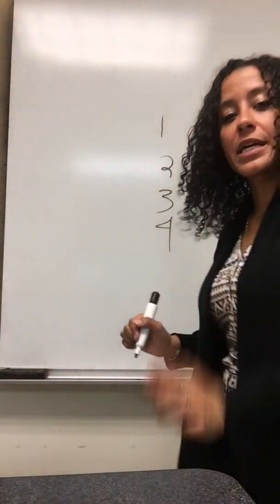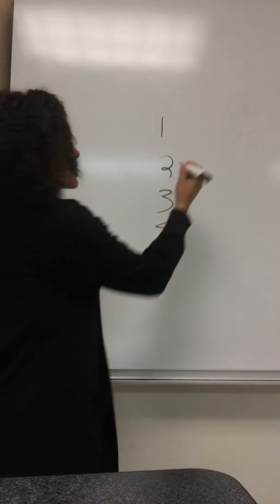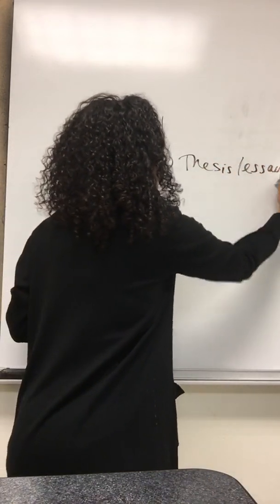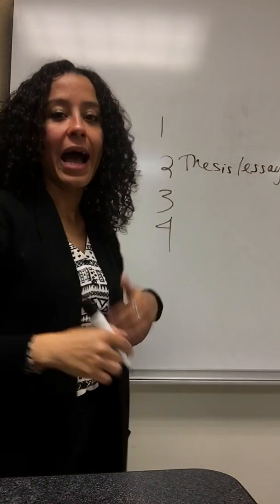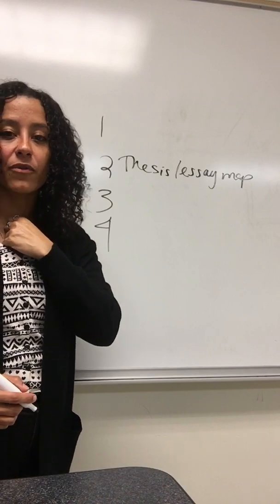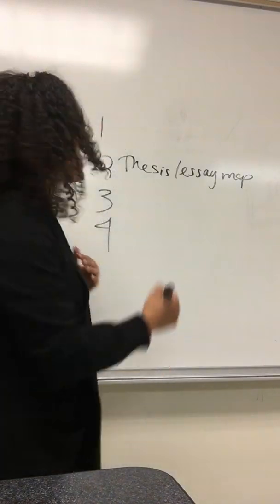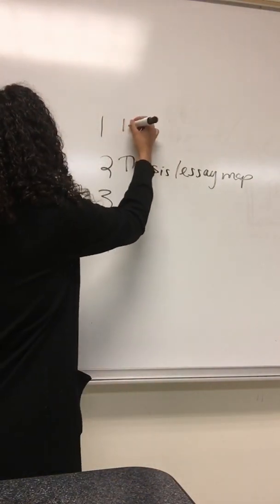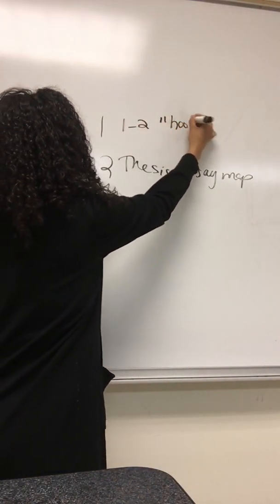So to begin, your thesis, and I'm going to put this as number 2, your thesis and your essay map belong in that first paragraph. I, as your reader, should not be fishing and looking for your thesis and your essay map anywhere else besides the first paragraph. Before your thesis, you want 1 to 2 hook sentences, right?